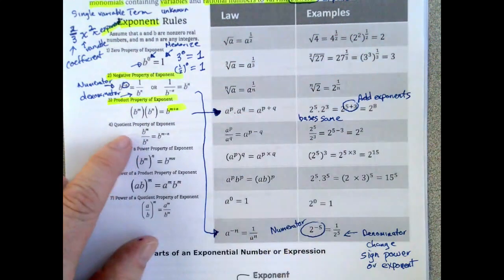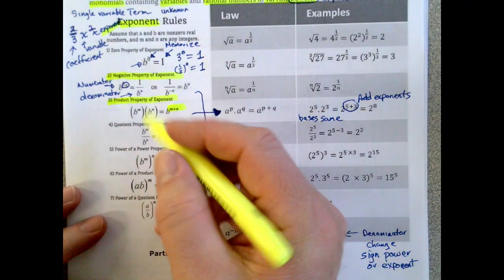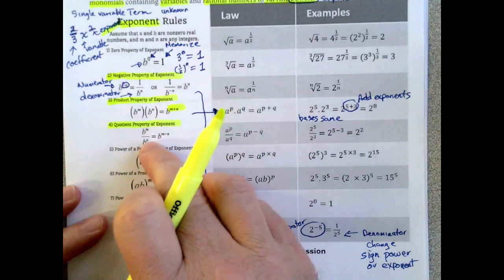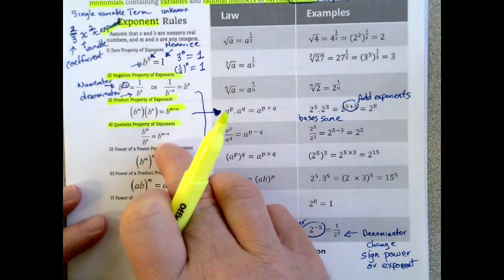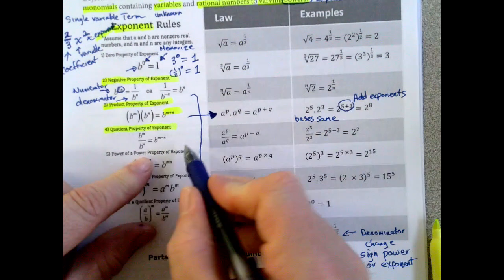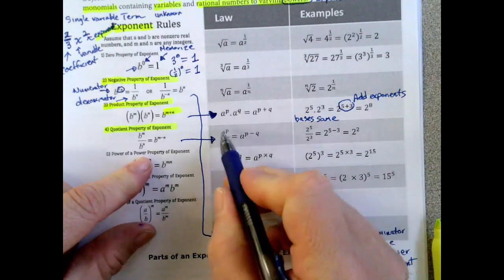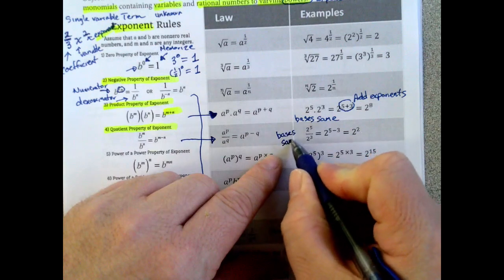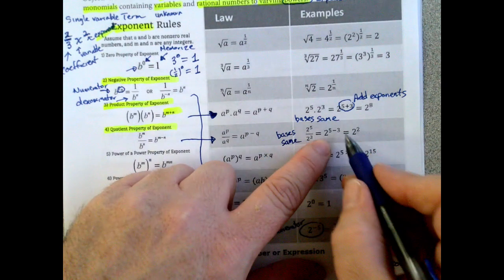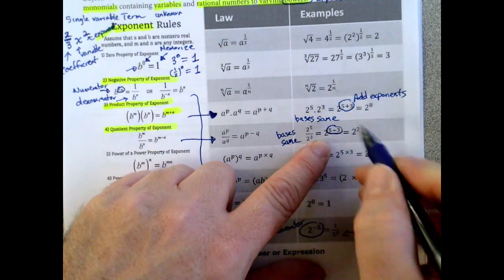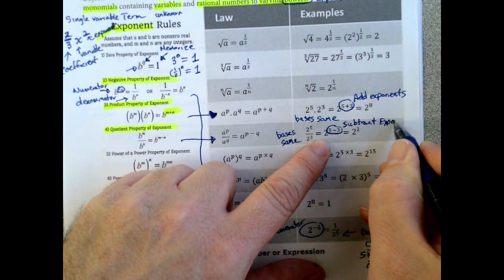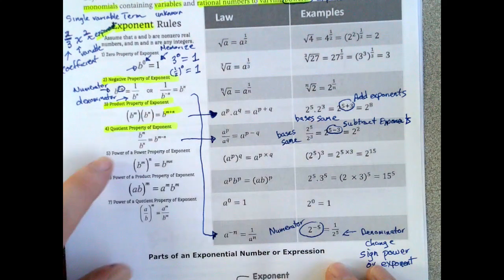Okay. Likewise, if you're dividing in that way, the quotient property, the opposite of multiplying is dividing, and the opposite of addition is subtraction. So that's what we're going to do here. Just straight across. If the bases are the same, here are the bases, we subtract the exponents because it's the opposite. All right, let's move on.